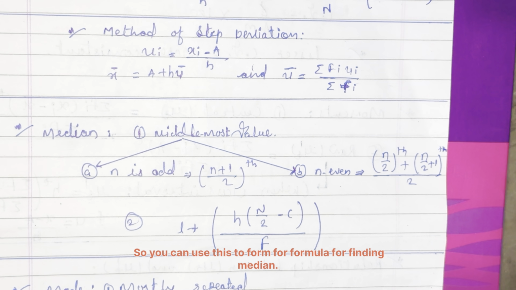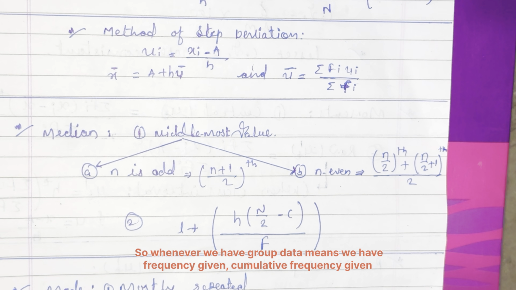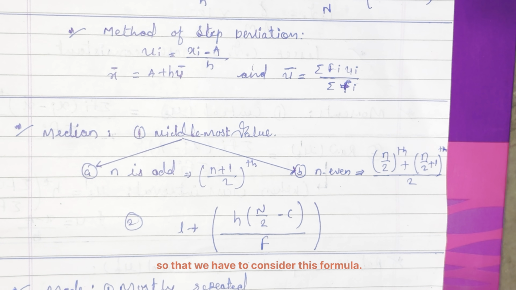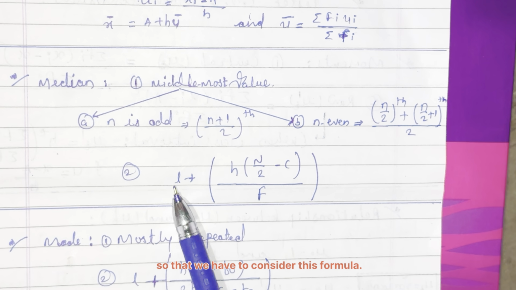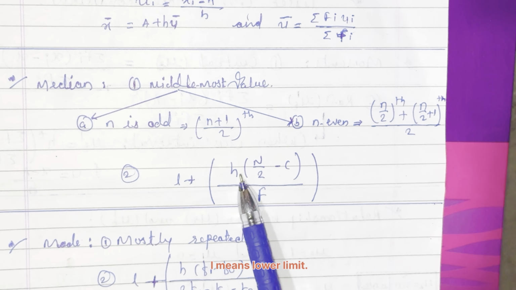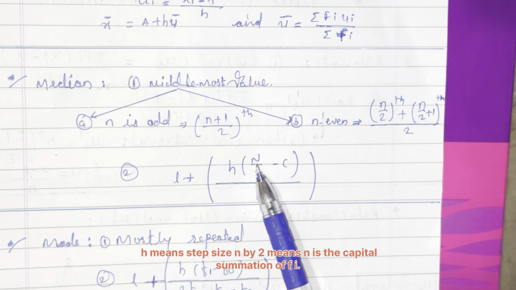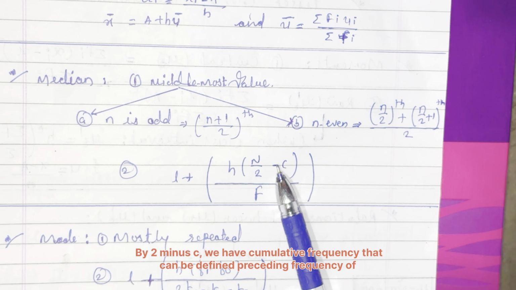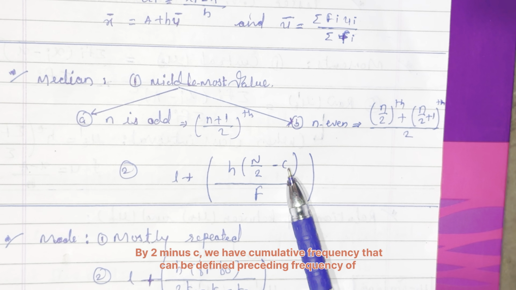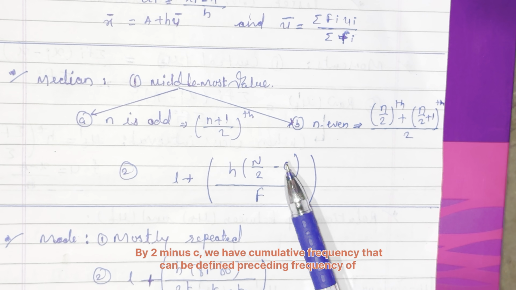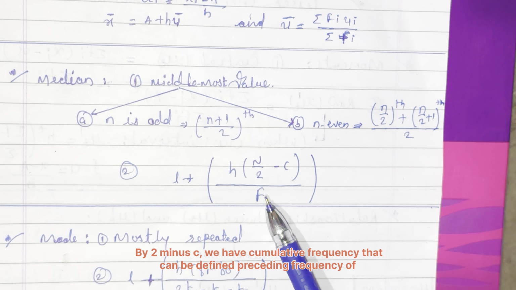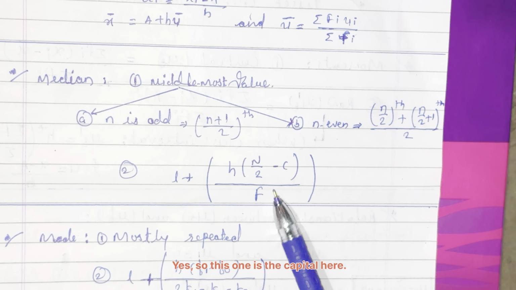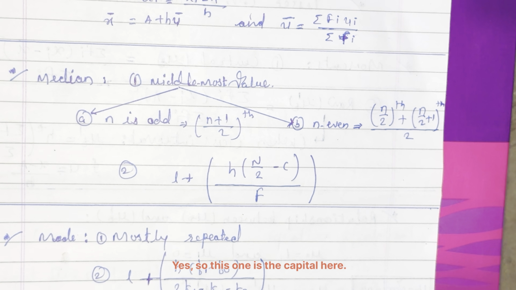Whenever we have grouped data, meaning frequency and cumulative frequency are given, we have to consider this formula. L means the lower limit, h means the step size, and n by 2, where n is capital N, the summation of fi. Then by 2 minus c, where c is the cumulative frequency, which can be defined as the preceding frequency of fi. This one is a capital F over here.